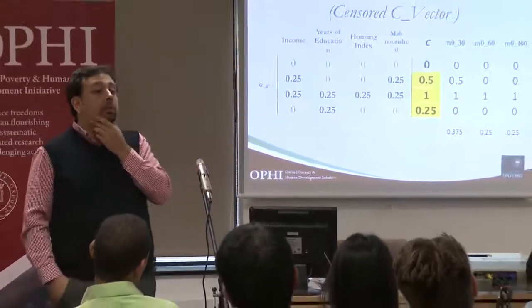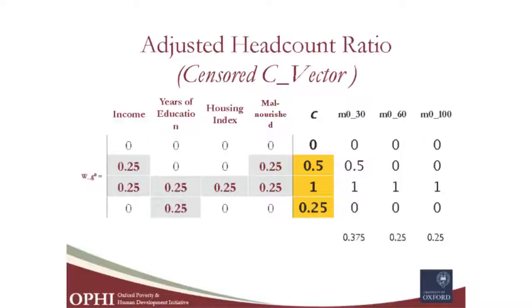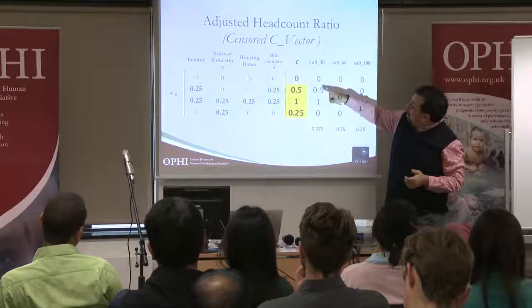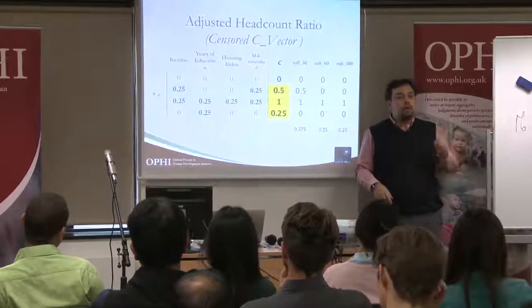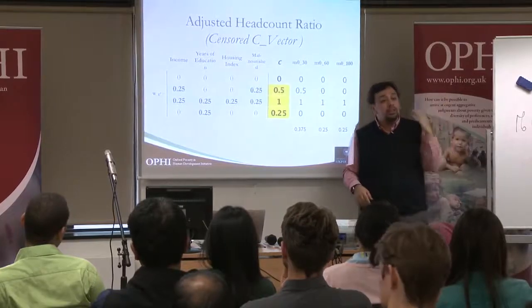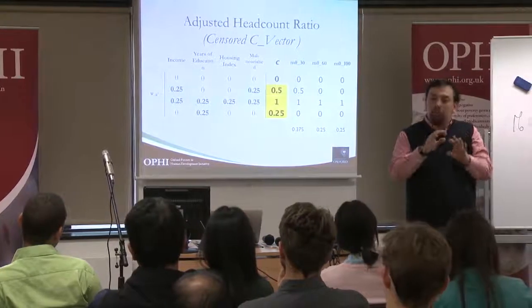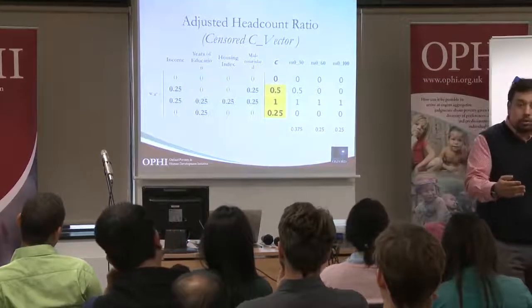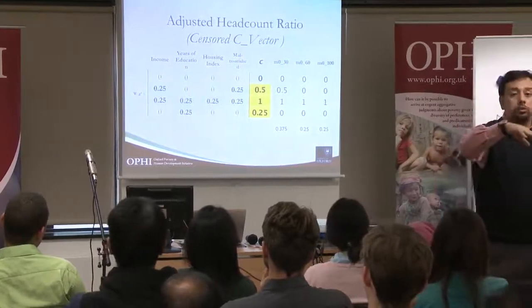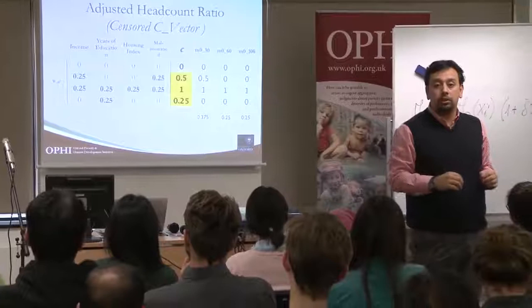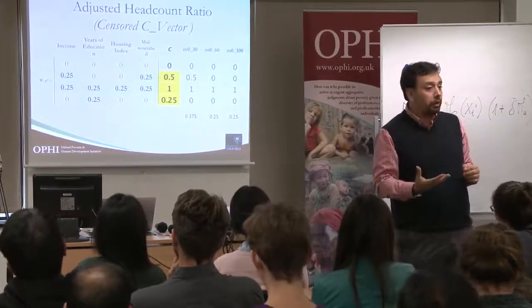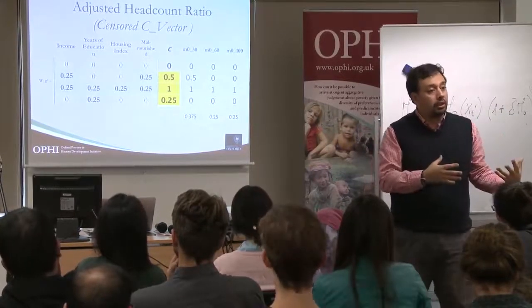With M0, it was the next step. The same counting, but what is the difference? If you are non-poor, I want a zero. I need to censor you. I will count all of you. But if you are non-poor, you will be a zero. You will not affect my measure of poverty, but you will be considered.